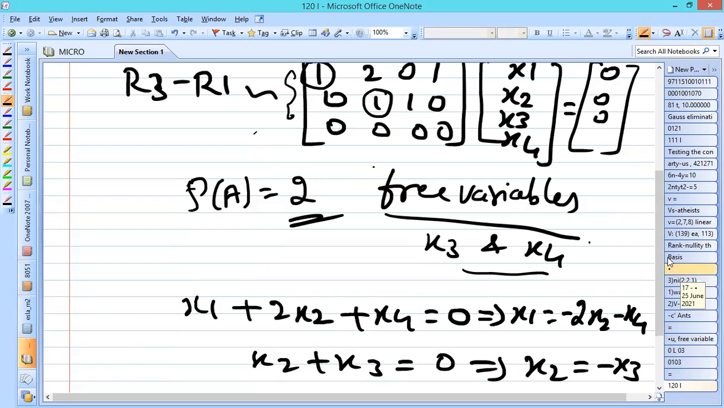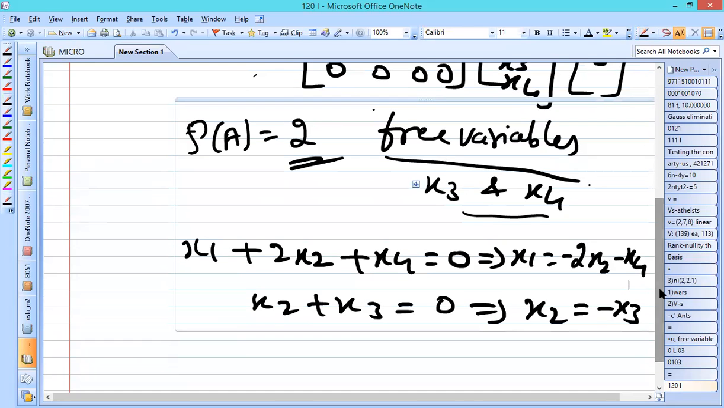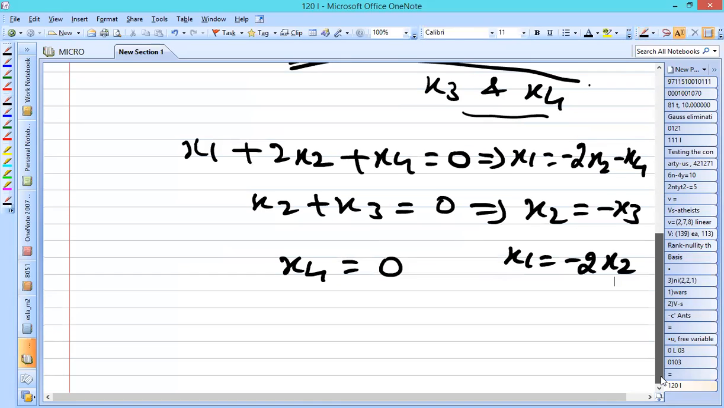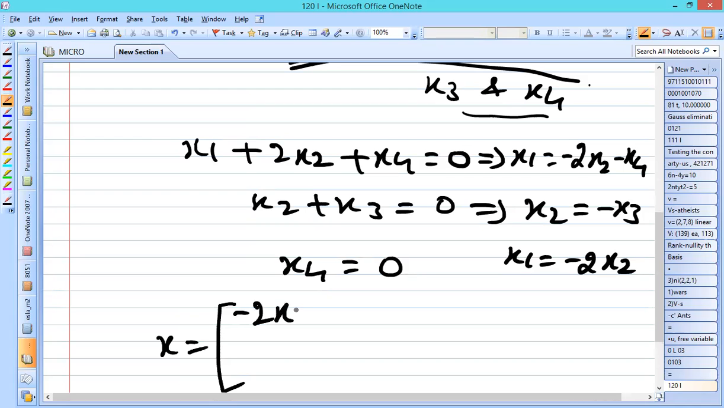And from the third row, here we can have x4. I'll put x4 is equal to 0. So if x4 is equal to 0, then x1 will become minus 2x2. So now x1 and x2 are dependent variables. So here I can write x as x1 is minus 2x2, x2 is minus x3, and x3 and x4 are free variables. You can take any values. So for simplification of x1, I have put x4 is equal to 0. You can take 1 also, no issue with that.